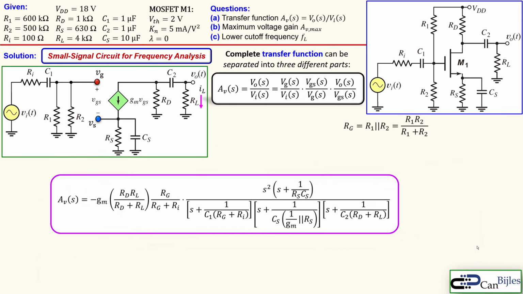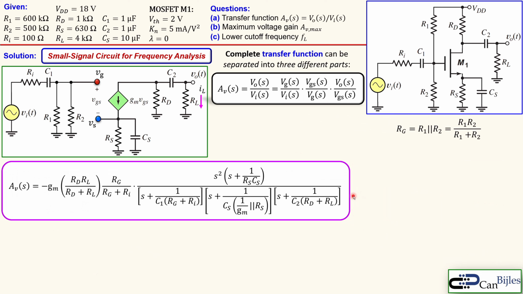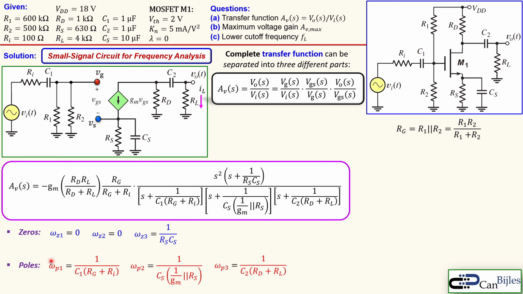All right, let's bring them here and continue with the next part, which is our maximum voltage gain. Before we do that, let's also designate the zeros. As said before, we have the zero, omega Z1, which is 0, but omega Z2, the second zero, is also at the origin. And the third zero is 1 over RSCS. So that will be determined by this resistor and this capacitor. And the poles are determined by these 3 parts, which is then given here: omega P1, 1 over this expression, and then this expression and this expression, omega P2 and omega P3.